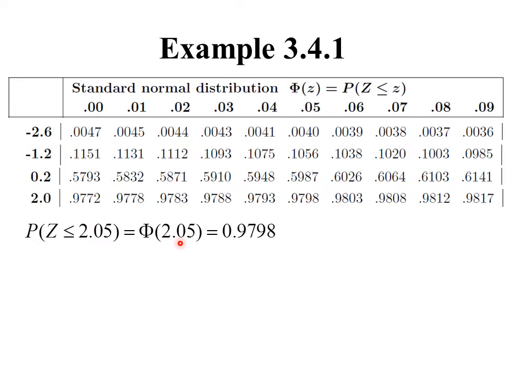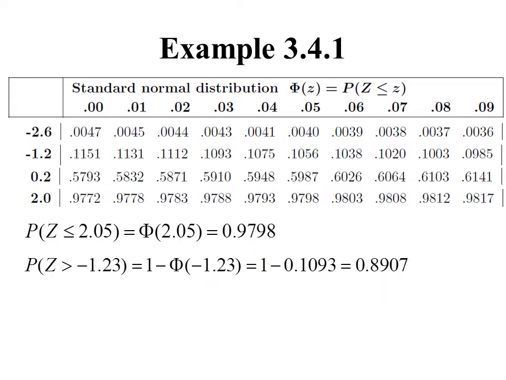And so to find this value, we go on the table C1 to 2.0, and then to the column 0.05, and we get the area under the bell curve to the left of 2.05 to be 0.9798. So that's all there is to finding that probability. No calculations necessary, just look it up from the table.